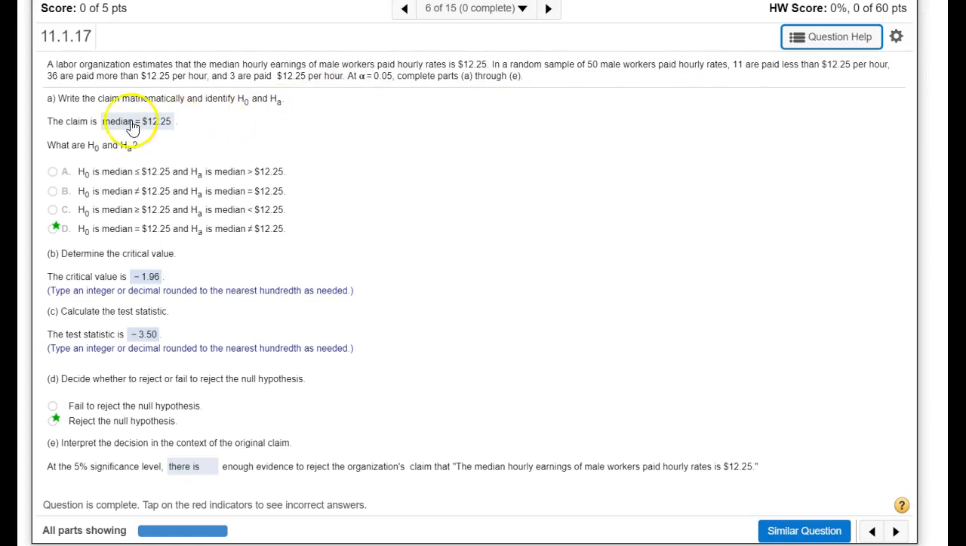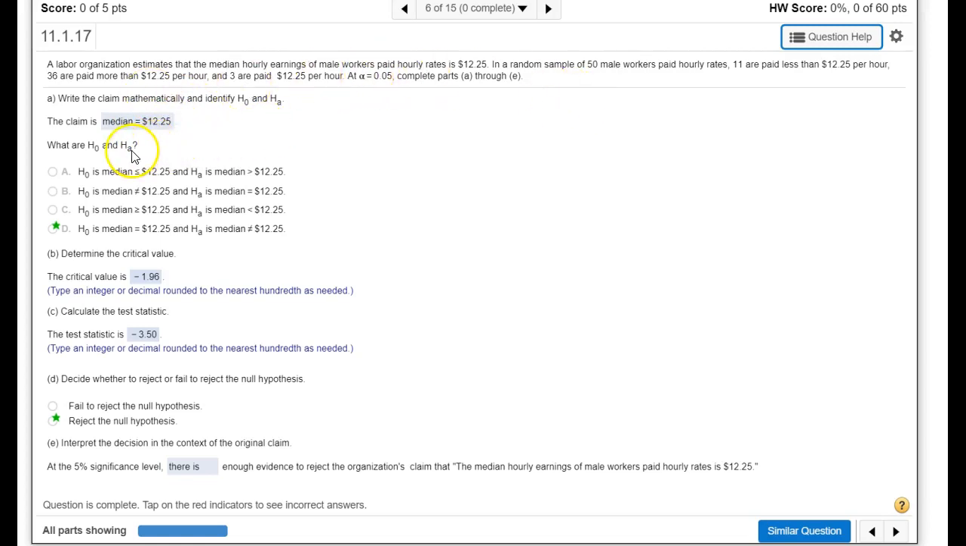to show you how we would work through this. So for part A, we want to write the claim mathematically and identify H naught and H alternative, the null and alternative hypothesis. And they first asked for the claim. The claim is stated in the first sentence: a labor organization estimates the median hourly earnings of male workers paid hourly rates is 1225. So that's the median is equal to 1225.